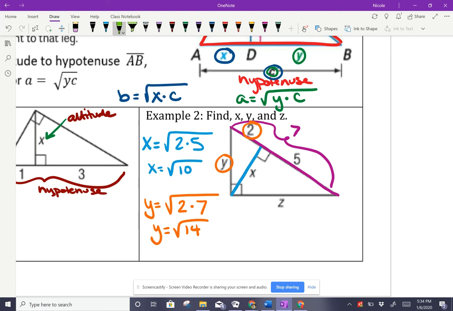And we will do this one more time for Z, which is adjacent to 5. So we'll do the geometric mean of 5 and the full hypotenuse, which is 7. 5 times 7 is 35, which cannot be simplified as well. So the square root of 35 is Z.